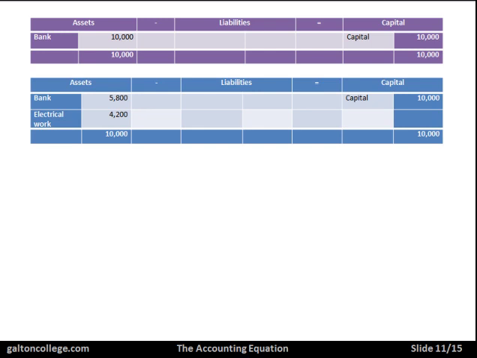Now next, if you remember, he got an electrician to do some work, and he paid £4,200. So that means his bank account has now gone down, but he has got improvements to the premises, an extra £4,200. So that really is an asset. This work done helps him to run the business. It's an asset of the business. So his assets remain the same, £10,000. He's got improved electricity, but his bank balance has gone down. The capital has remained the same, £10,000 on each side.